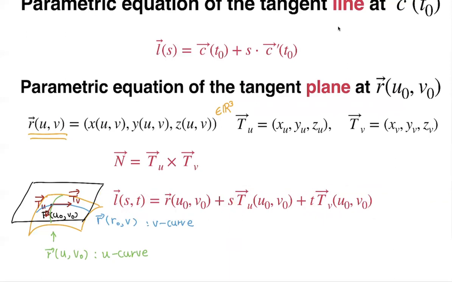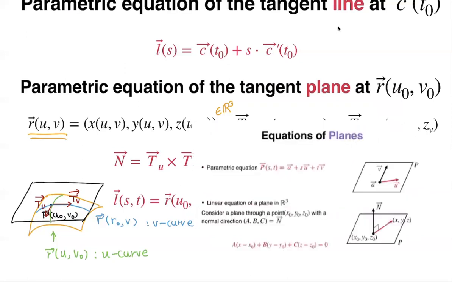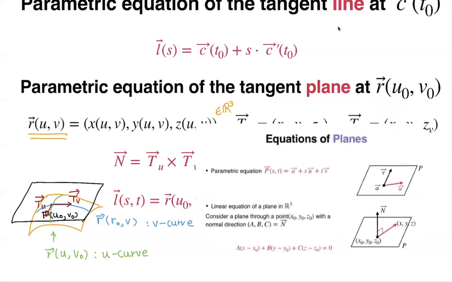But as you saw in this image, there is another type of equation. Actually, it is the linear equation of a plane. If we know the normal vector and one point, then we can find the equation like this. Actually, it is not a parametric equation, but sometimes it is very useful. So let's find the normal vector and find the linear equation of a plane.